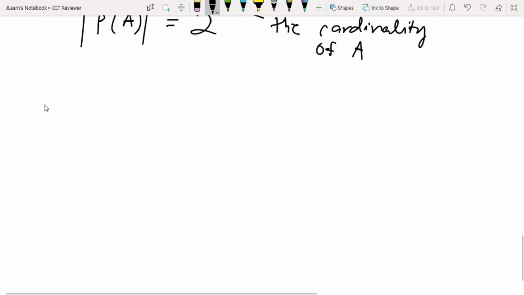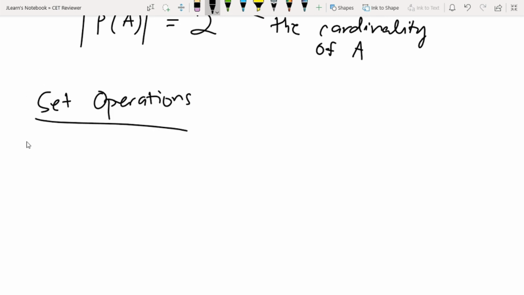Next thing that we need to learn about sets are set operations. Okay? So we have operations on sets just like operations on numbers where we add and subtract, right? So the first operation is union. We denote it as a U, but it's not technically a U.